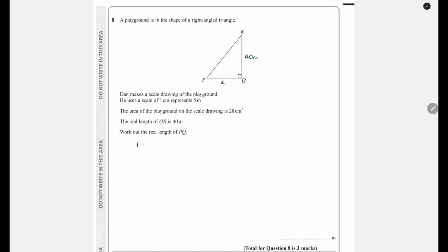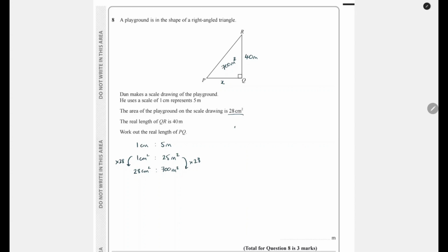Now we know that 1 centimeter is 5 meters. And so 1 centimeter squared, we're going to square both sides, we're going to have 25 meters squared. Now we are told that the scale drawing is 28 centimeters squared, so we need to multiply both sides by 28. And 25 multiplied by 28 gives us 700 meters squared. So we know that the area of the real playground is 700 meters squared.